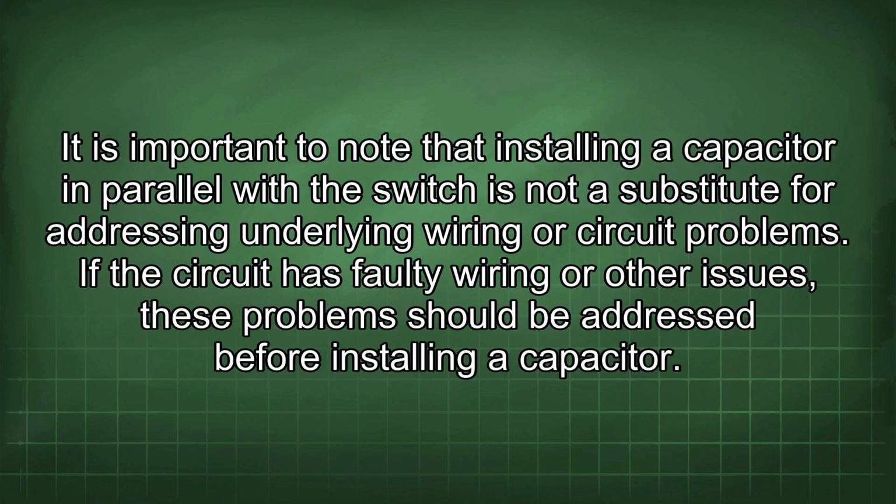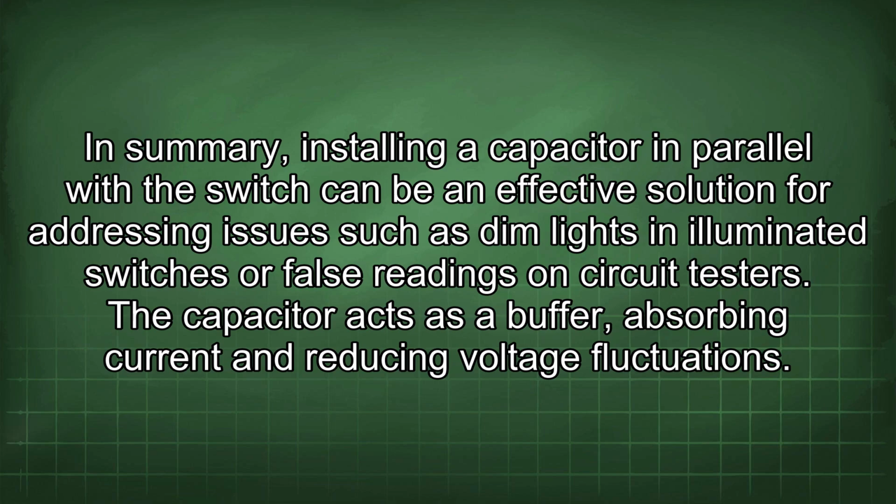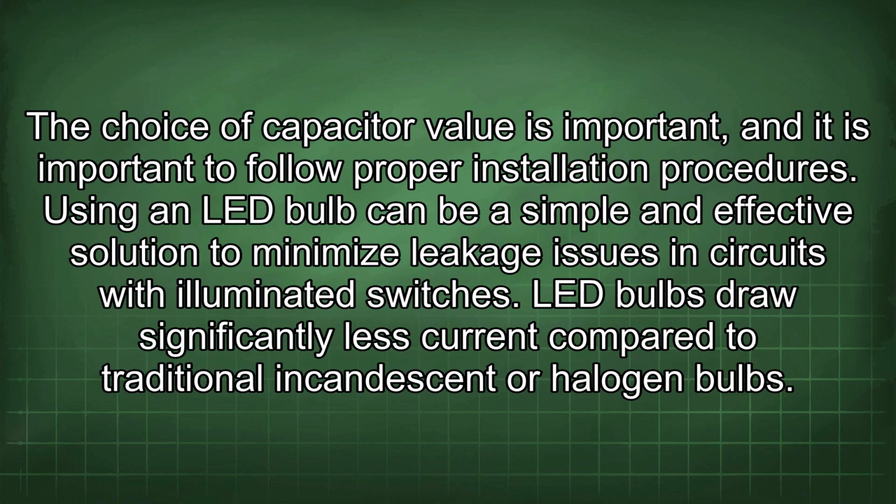It is important to note that installing a capacitor in parallel with a switch is not a substitute for addressing underlying wiring or circuit problems. If the circuit has faulty wiring or other issues, these problems should be addressed before installing a capacitor. In summary, installing a capacitor in parallel with the switch can be an effective solution for addressing issues such as dim lights in illuminated switches or false readings on circuit testers. The capacitor acts as a buffer, absorbing current and reducing voltage fluctuations. The choice of capacitor value is important, and it is important to follow proper installation procedures.